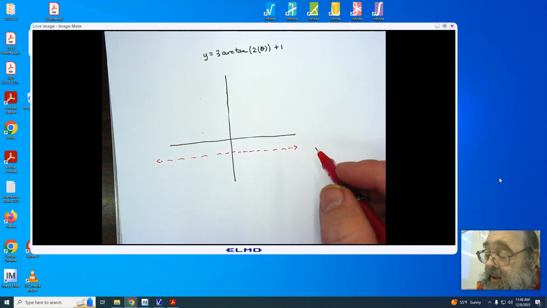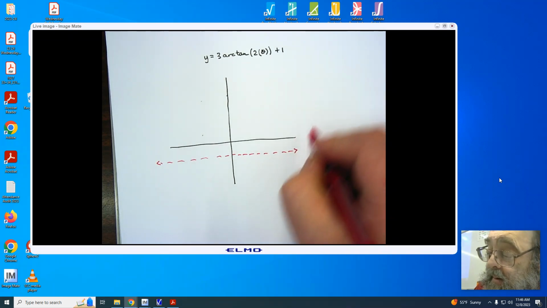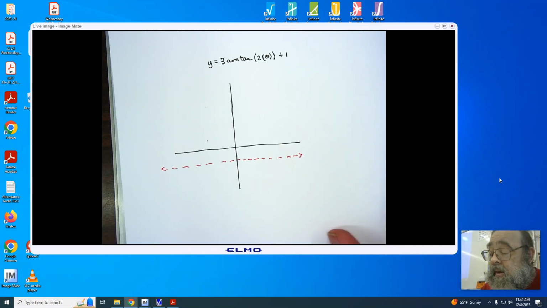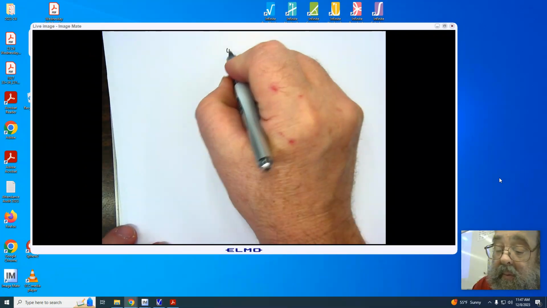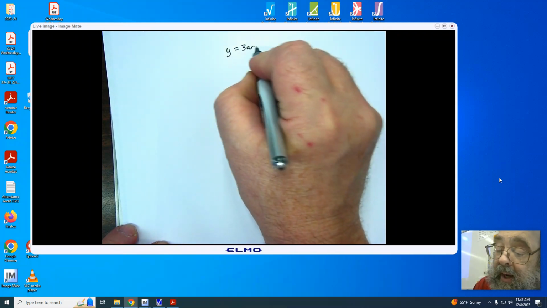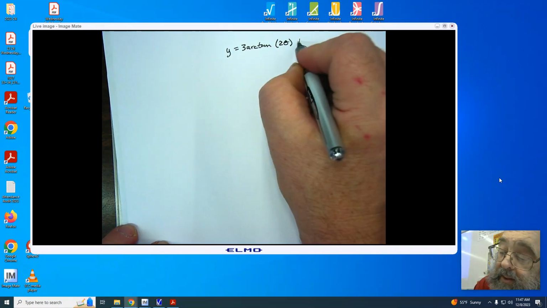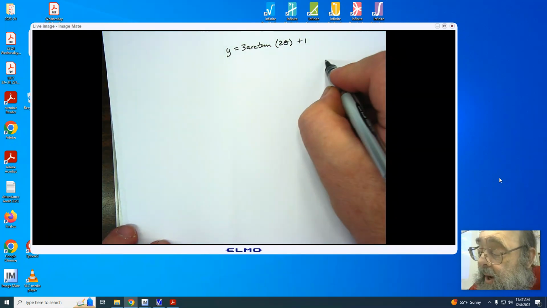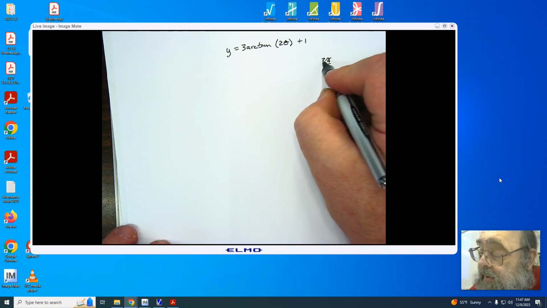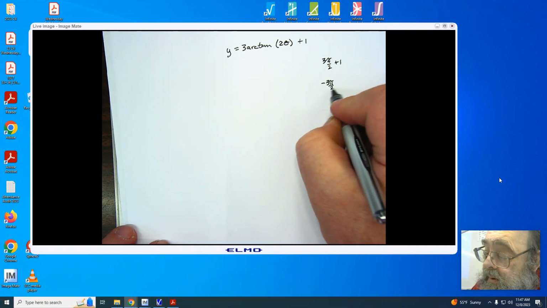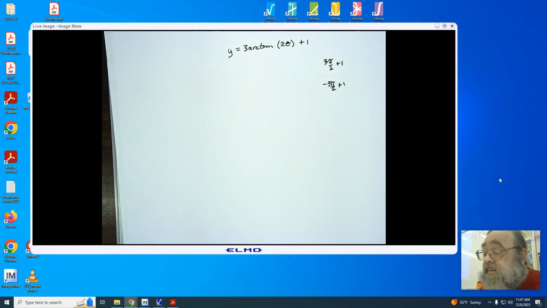And let's see. Let's make sure. So I'm looking at pi over 2, so -3 pi over 2. That's going to change a little bit. Let me redraw this graph again. Y equals 3 arctan 2 theta plus 1. So I want to check that pi over 2. That pi over 2 is going to become 3 pi over 2 plus 1 and -3 pi over 2 plus 1. And those are my two asymptotes.